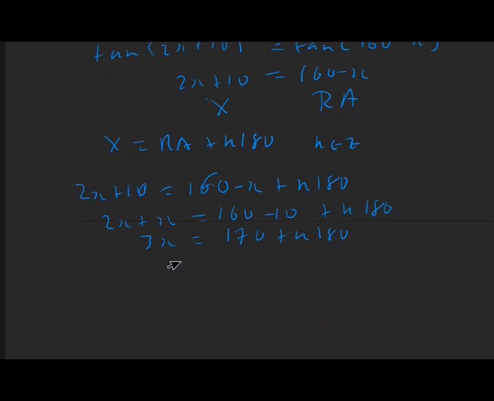Now here when we divide everything by 3, we're going to have x is equal to 170 over 3, but you can write it in decimals and round off to 2 decimal places. Then this is going to be k times 60, and k is an element of integers. So there we have it.